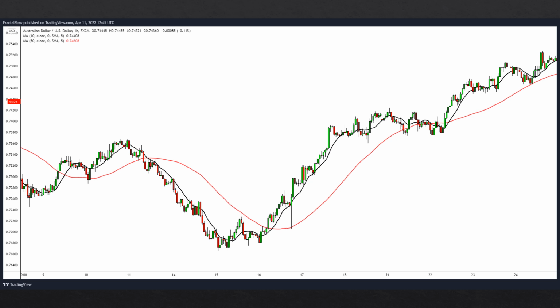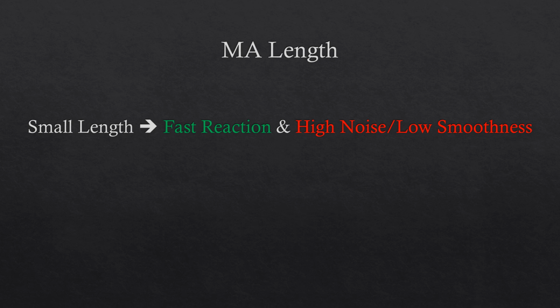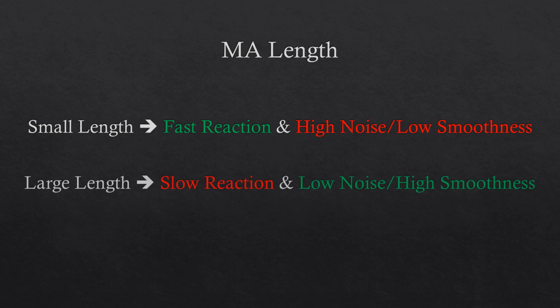This is known as the lag-noise trade-off, which we'll discuss later on, and is one of the major flaws of technical indicators that use averages. In summary, a small length will produce an MA that reacts quickly to price and has poor smoothness. A large length will produce an MA that reacts slowly to price and has a good level of smoothness.